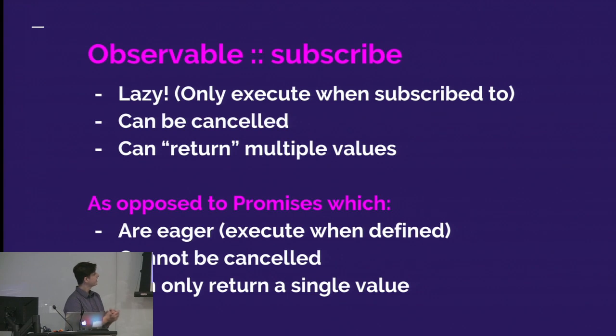Other things about observables: they're lazy. Nothing happens until you actually subscribe to an observable. So you can define what happens when you subscribe, but nothing actually happens until you make that subscription. They can be canceled, they can be unsubscribed from, and they can return multiple values. If you're familiar with promises, this is quite different in that sense. When you define a promise, it executes right away, and it'll come back with just a single value. And one of the good and bad things about promises is that you can't cancel them. Once you've made that promise, you're going to get it back.